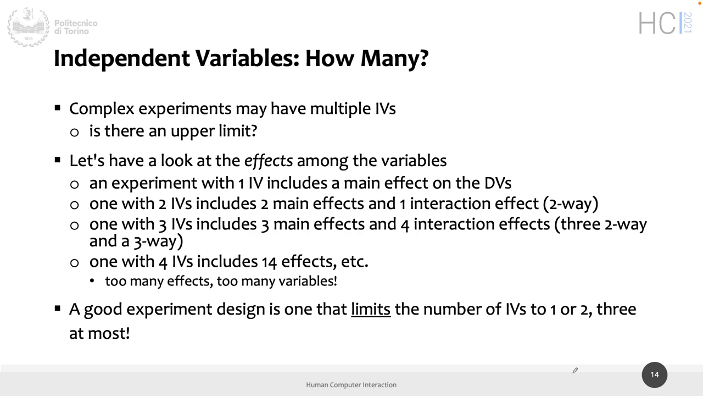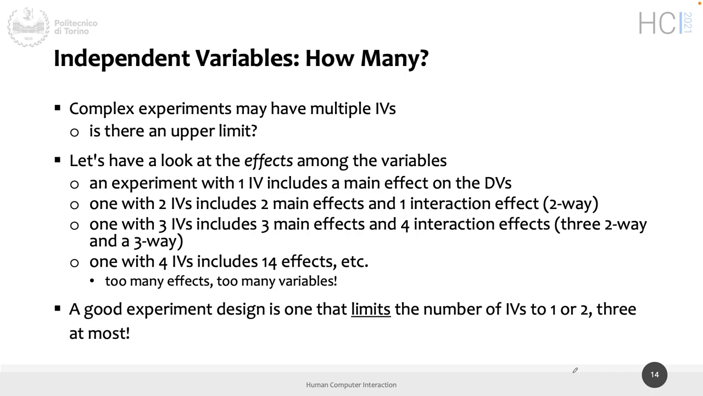So why shouldn't we have more than one to three independent variables? Quickly, the problem is around what's called the effect. We can start from this definition quickly. An experiment with one independent variable includes a main effect on the dependent variable. So which is the effect? We are measuring time, and this is the effect on the single level of the dependent variable.